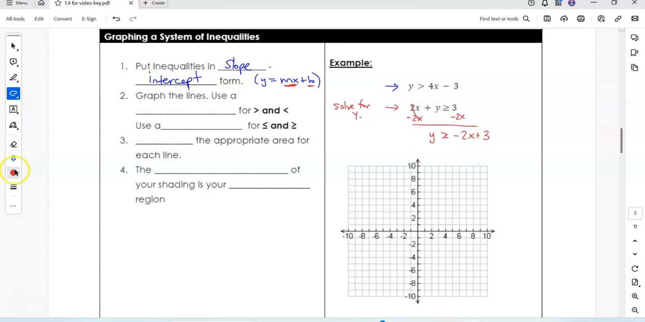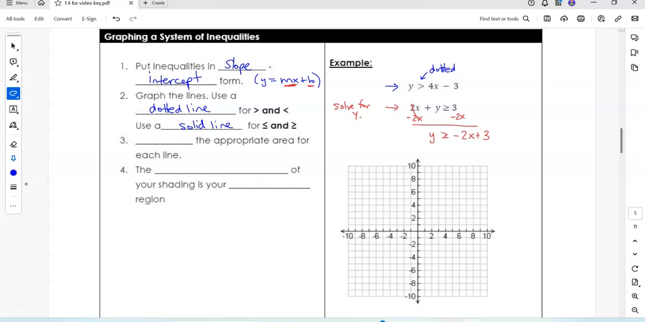Okay, so now that my inequalities are written, what I'm going to do is graph the lines. If your inequality just has a greater than or less than symbol, meaning nothing underneath it, you use a dotted line. And if there is a bar underneath to mean equal to, use a solid line. Okay, so I'm going to do that for each of these. On the first one, it'd be a dotted line. So dotted line for that one.